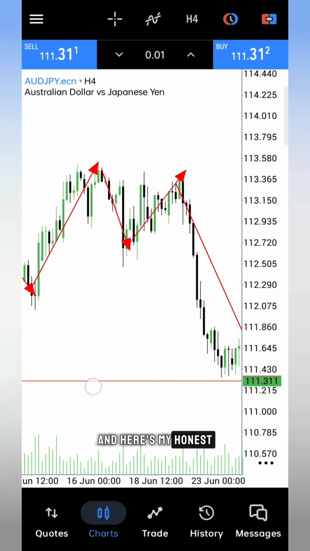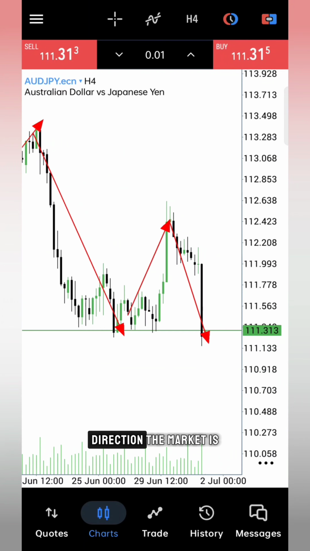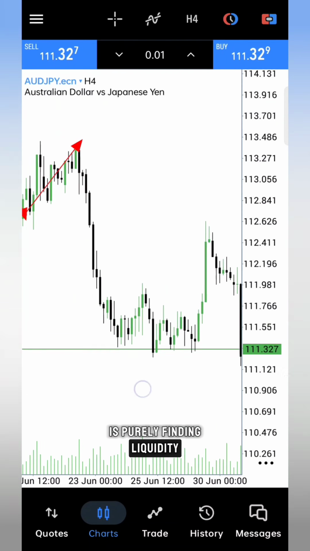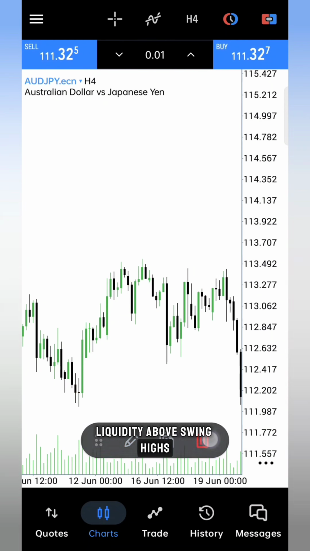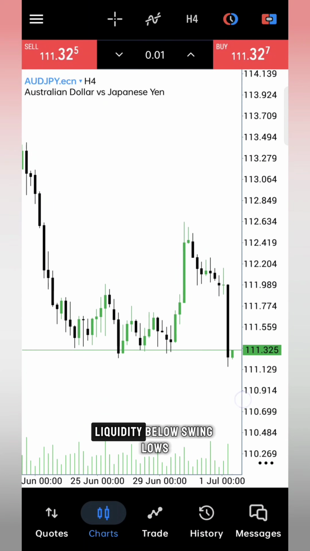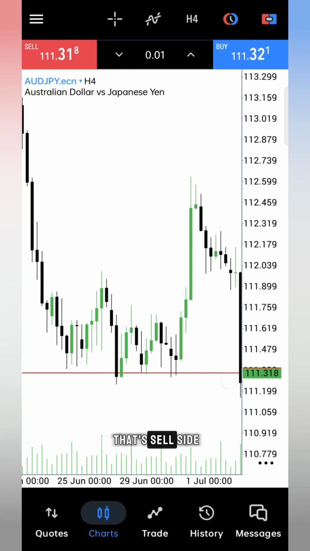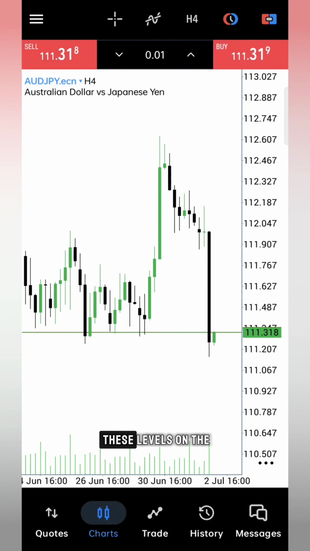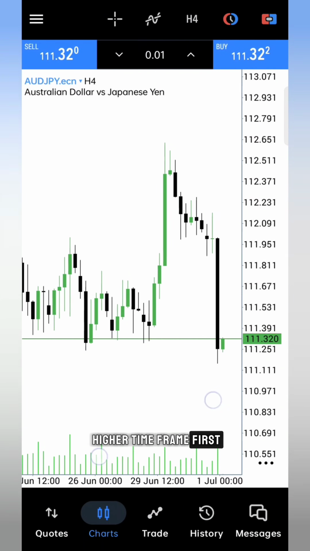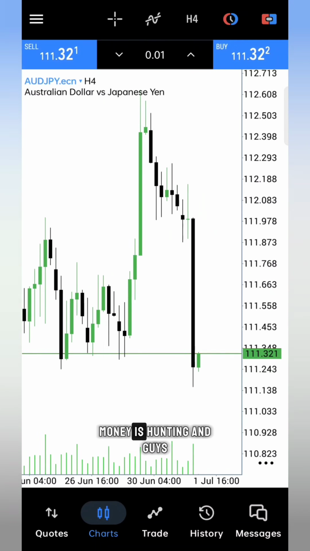And here's my honest approach. Regardless of what direction the market is trending in, I don't concern myself with that. I'm not a trend trader. I don't chase direction. What I focus on is purely finding liquidity. Liquidity above swing highs, that's buy side. Liquidity below swing lows, that's sell side. And I always identify these levels on the higher time frame first, because that's where smart money is hunting.